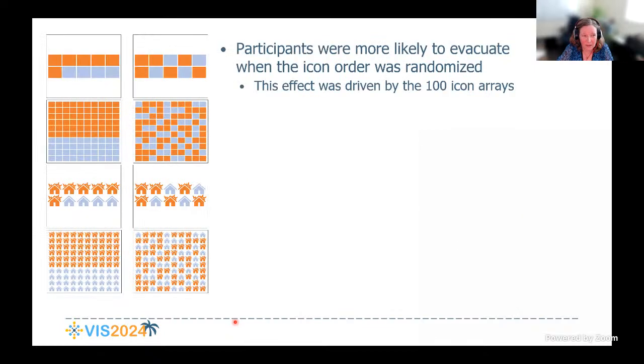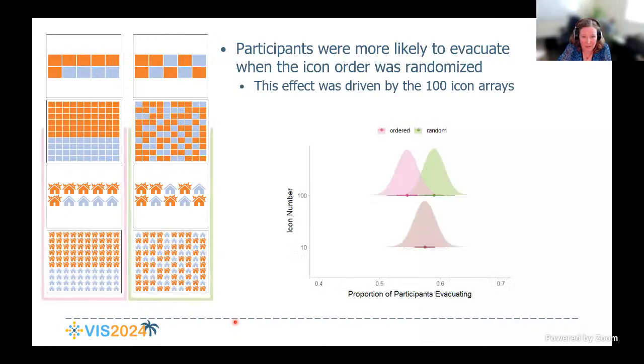When we look at the details of the different types of icon arrays, we found that participants were more likely to evacuate when the icon order was randomized. And unsurprisingly, this effect was driven by the 100 icon arrays. So for the 10 icon arrays shown here, there wasn't really any difference between ordered and random, but we do see this difference for the 100 icon arrays, where people were more likely to evacuate when they were randomized. And I'll talk a bit more about that with experiment 2.